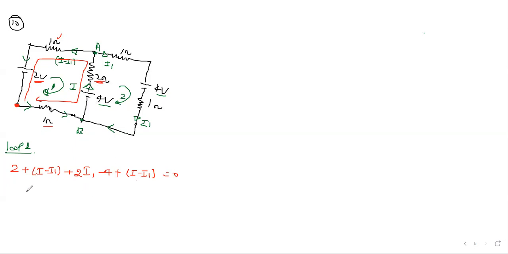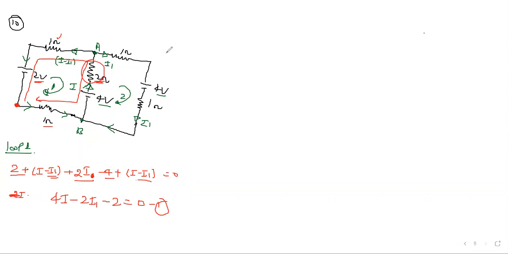So how much are we getting? Actually, I wrote this wrong. This should be 2I only, because the current in this resistance is I. So 2I and 2I become 4I, then minus I1 twice becomes minus 2I1, minus 4 and plus 2 becomes minus 2, all equal to 0. This is equation 1.